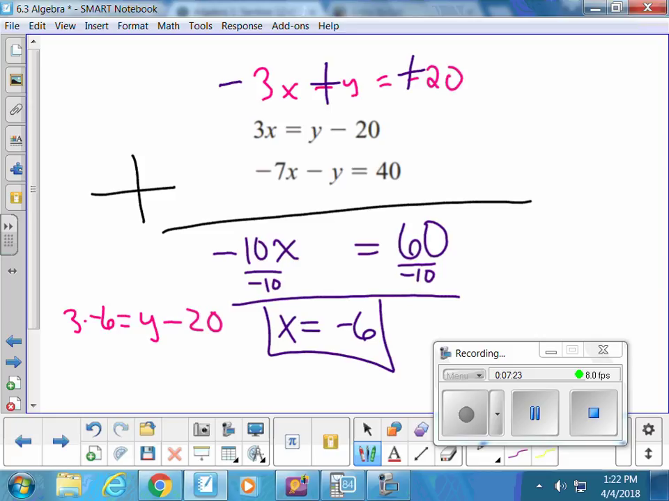3 times -6 is -18. And then I can just add that 20 over. So -18 plus 20 is 2. -6 plus 2.